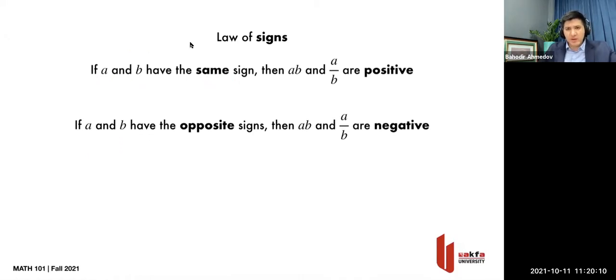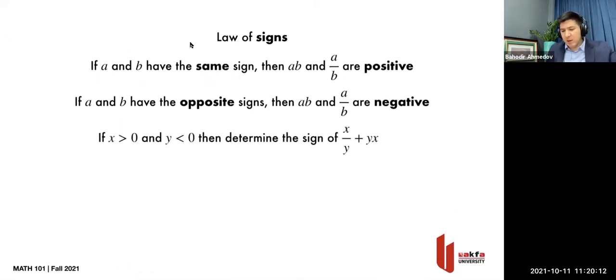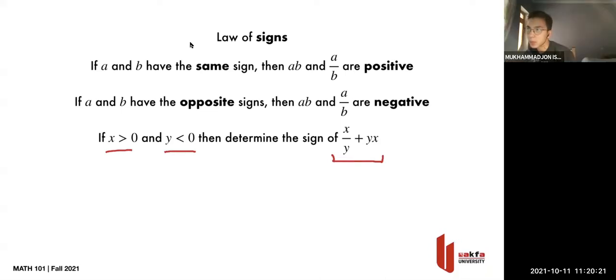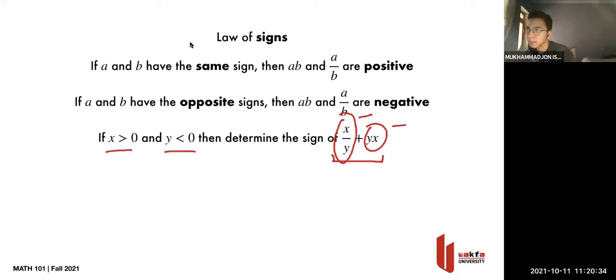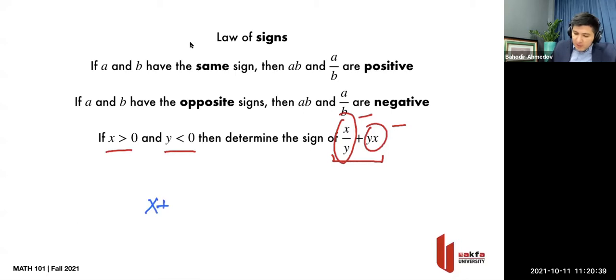Okay, so let's try to do a small exercise. Let's say x is positive and y is negative. Then what is going to be the sign of this number? The answer will indeed be negative. Opposite signs, it means that this number is going to be negative, right? This number is also going to be negative. Negative plus negative is negative. So if I ask what is going to be x plus xy, what kind of number is it?